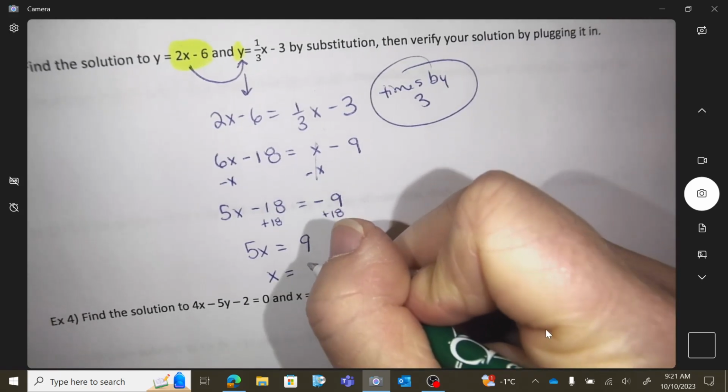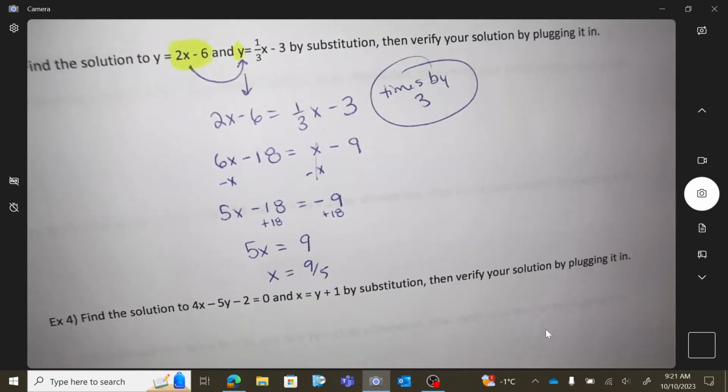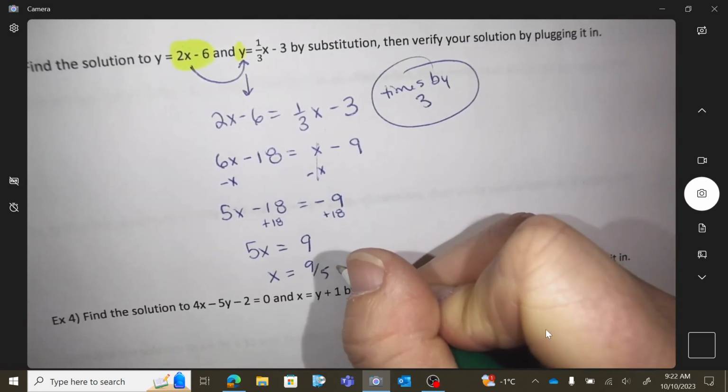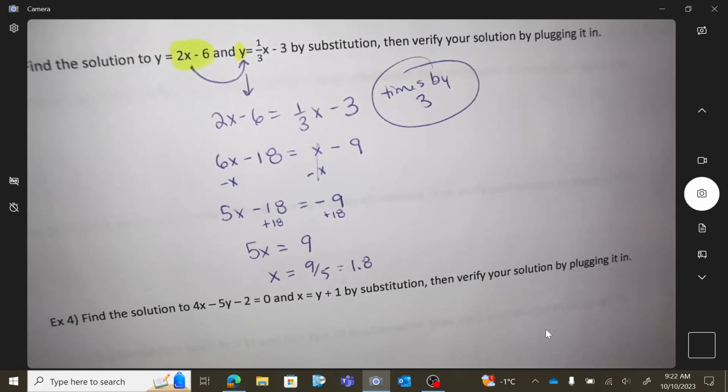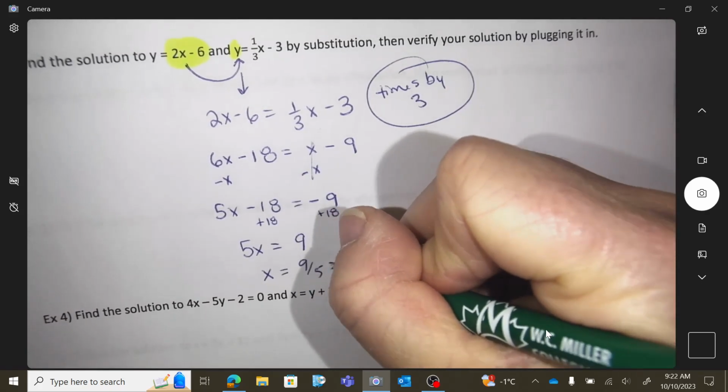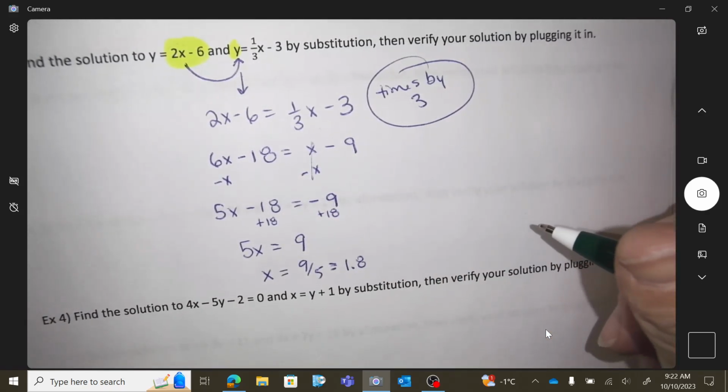And I end up with a fraction. Is that what we're getting? Okay, I'm going to leave that as a fraction. Some of you might have changed it to a decimal. If you did, it would be 1.8. I'm going to leave it as a fraction, doesn't matter, 1.8 is fine as well. Only because that decimal was a nice decimal. If it hadn't have been.